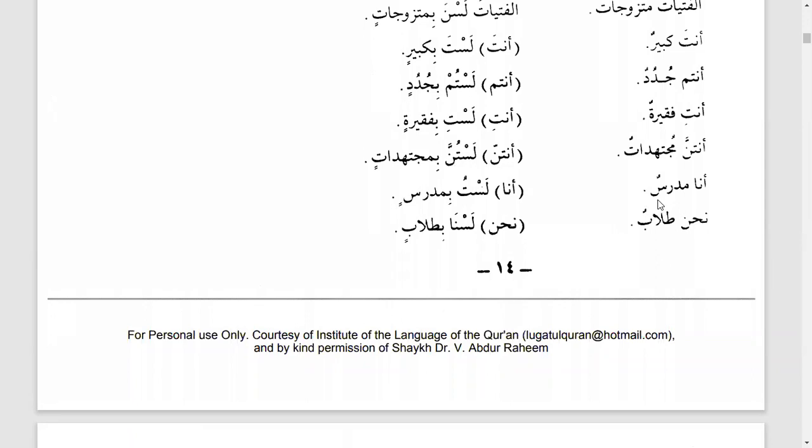All right. Ana mudarrisun. Okay. Ana mudarrisun, I am a teacher. Ana lastu bimudarrisin, I am not a teacher. I'm not a teacher at all. Yeah. So I'm not a teacher. All right. Nahnu tullab and nahnu lasna bitullab. Nahnu lasna bitullab. Yes. We are students. We are not students. Students. Okay.